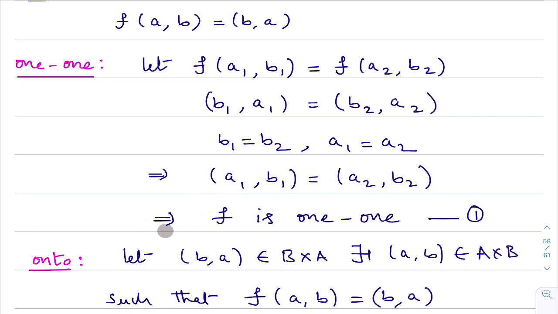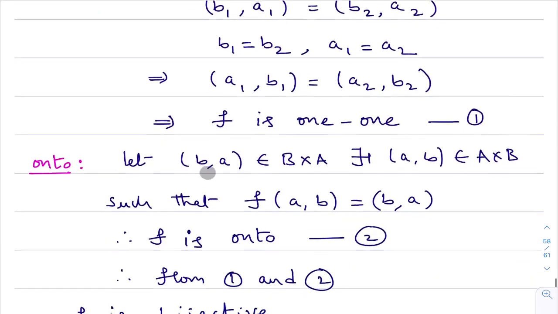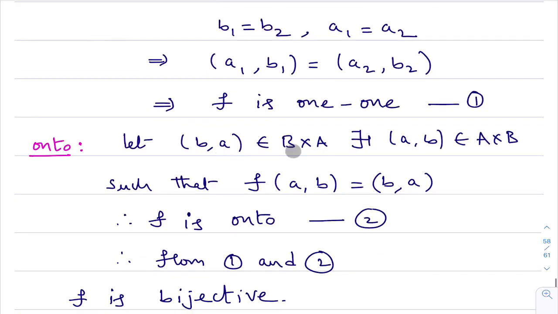What is the onto function definition? For every element in codomain set, there exists at least one preimage in domain set. Here, this function is from A cross B to B cross A. You observe here, I consider one element in codomain. B cross A elements will be of the form (b, a). So that's why I considered one element in codomain. That element is (b, a).